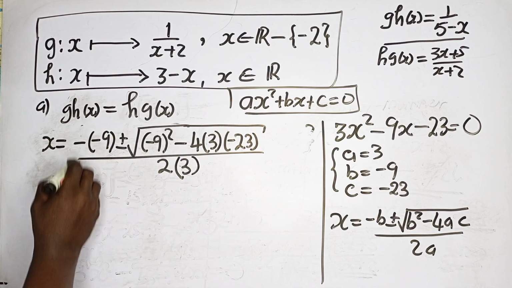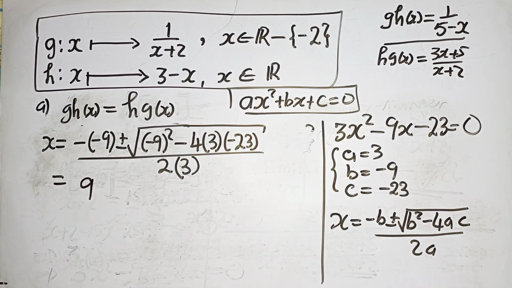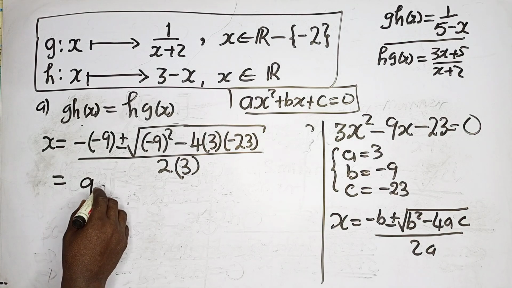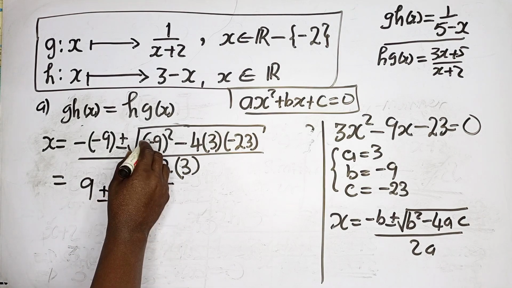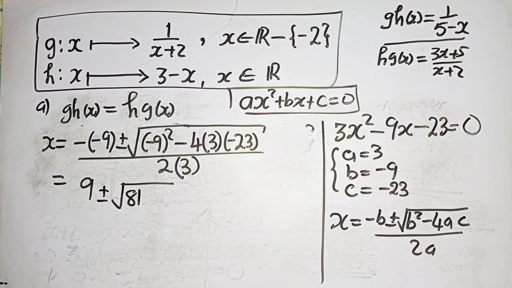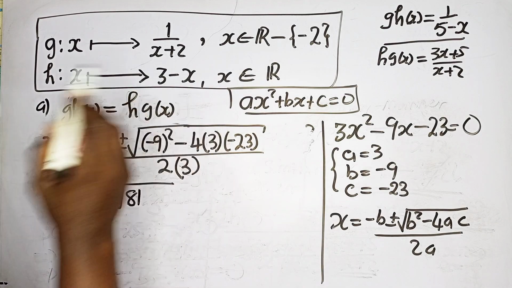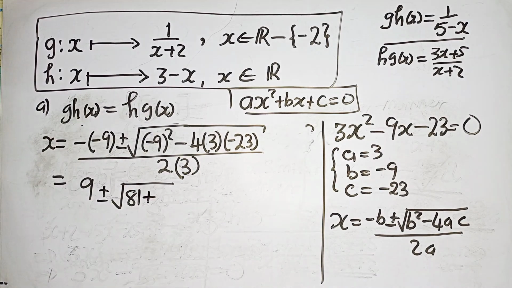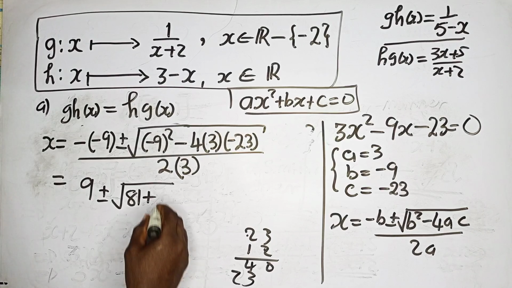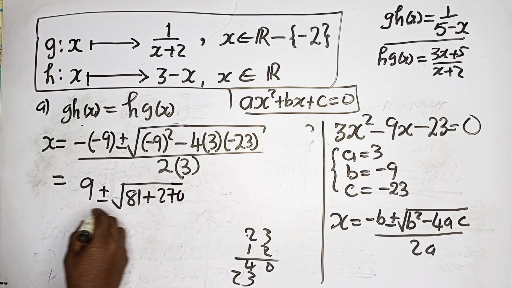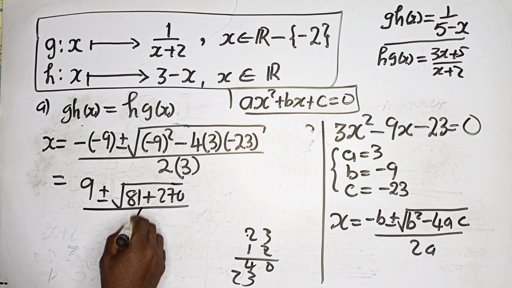This gives us negative multiplied by negative is positive, so we have positive 9 there, plus or minus the root of negative 9 squared, which is 81. This negative multiplied by that negative becomes positive. 4 times 3 is 12. 12 times 23 gives 6, 4, 3, 2, 270. All right. Divided by 2 times 3, 6.